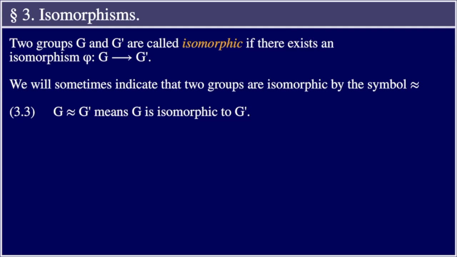Two groups G and G' are called isomorphic if there exists an isomorphism phi from G to G'. We will sometimes indicate that two groups are isomorphic by the symbol wavy equal. 3.3: G isomorphic to G' means G is isomorphic to G'.